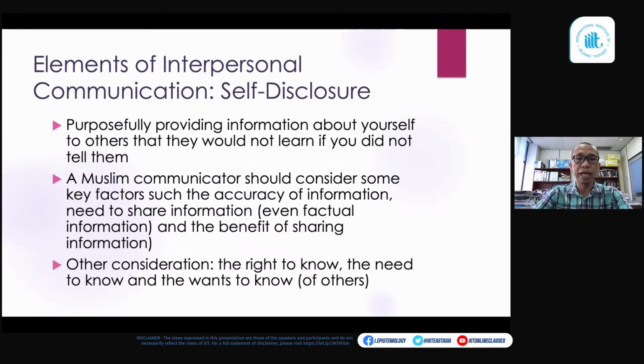And of course, the other considerations that you have to look at will be these three.